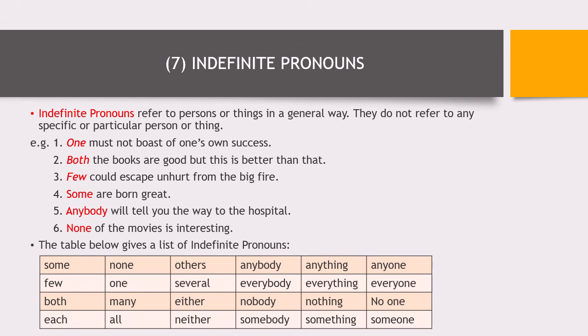3. Few could escape unhurt from the big fire. 4. Some are born great. 5. Anybody will tell you the way to the hospital. 6. None of the movies is interesting. In the above examples, one, both, few, some, and none are the indefinite pronouns. The table gives a list of indefinite pronouns.